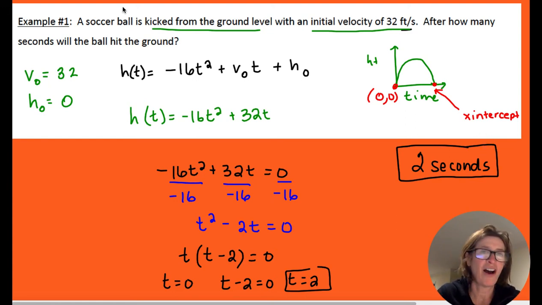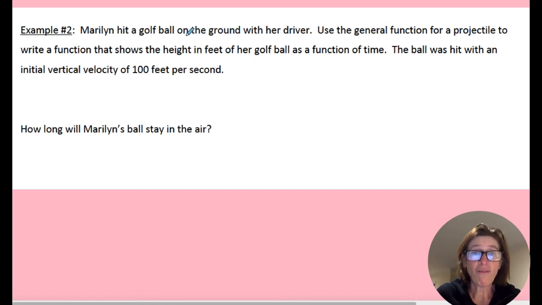And there you go. All right, let's look at one more. Marilyn hit a golf ball on the ground with her driver. Use the general function for projectile to write a function that shows the height in feet of her golf ball as a function of time.